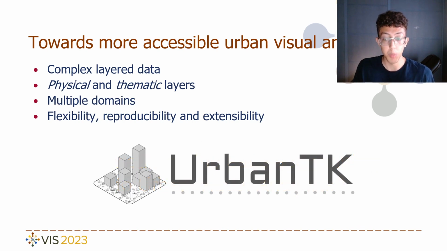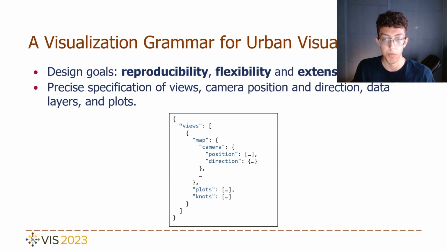As an answer, we propose the Urban Toolkit. Our grammar-based approach paired with a toolkit capable of loading, processing, and visualizing complex data allows us to build a powerful visual analytics system for urban data. Let's start by understanding how our grammar works. Our high-level visualization grammar supports three of our main design goals: reproducibility, flexibility, and extensibility.